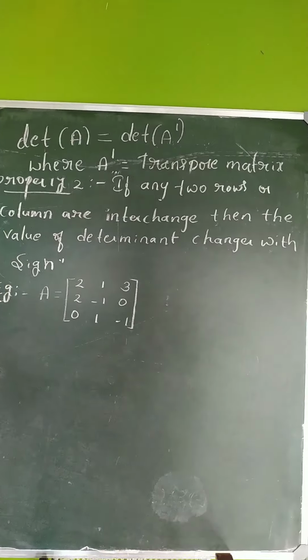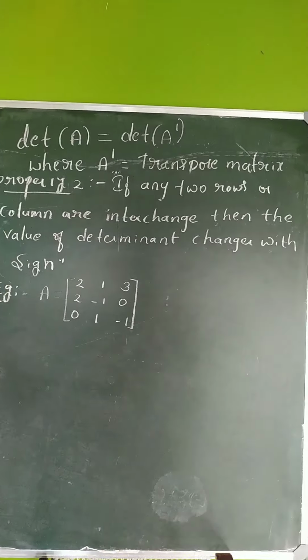Now simplify this, which is 2 and this is 1. Minus 1 into minus 2 plus 3 into 2. 2 into 1 is 2. Minus 1 into minus 2 is plus 2. 3 into 2 is 6. 6 plus 2 is 8. 8 plus 2 is 10. Just call it equation 1.